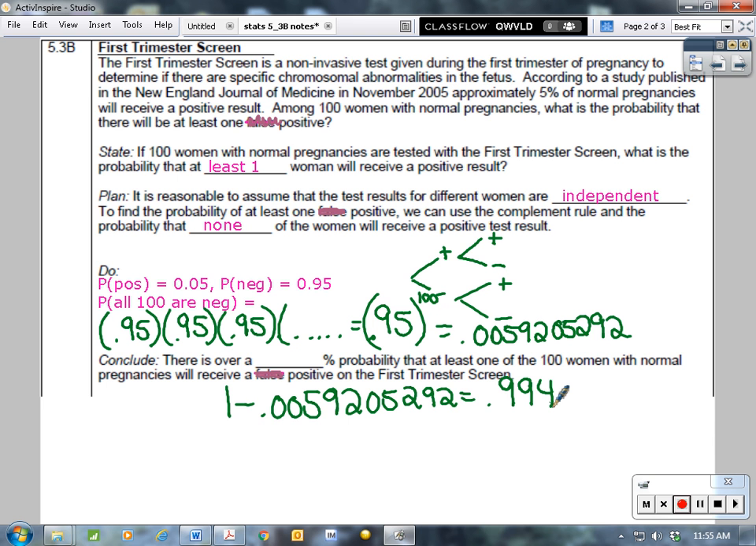So really high percentage. There is over a 99% probability that at least one of the 100 women with normal pregnancies will receive a positive on the first trimester screen. So the one question I have is, well, why isn't it just 95%? Well, it's 95% chance for that one person, but then you have to look at all the different combinations that you could get. And so that kind of leads into the idea of how many combinations are there?